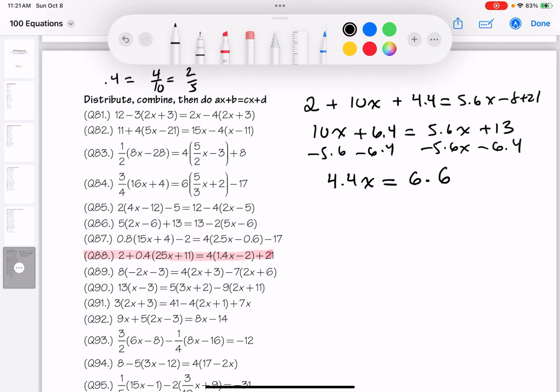What I'm going to do now, divide by 4.4. You know what? Did I do that right? Yeah, I think so. X equals 6.6 over 4.4. Boy, that looks crazy. 66 over 44. I'm going to divide by 11.